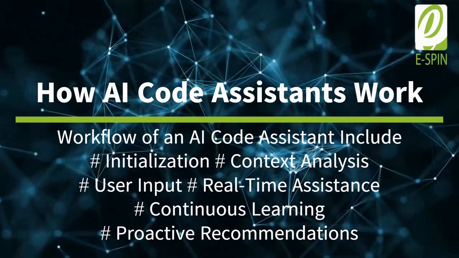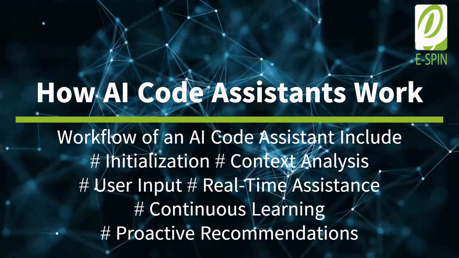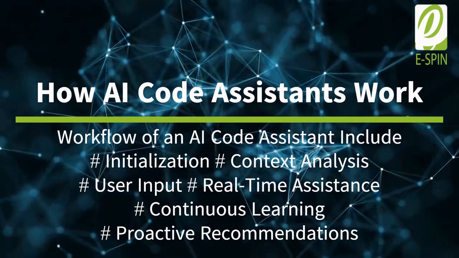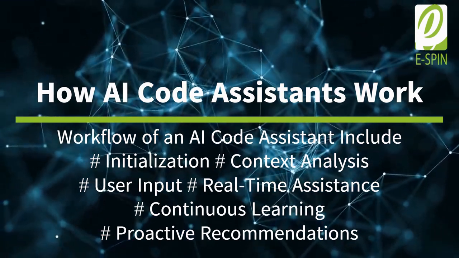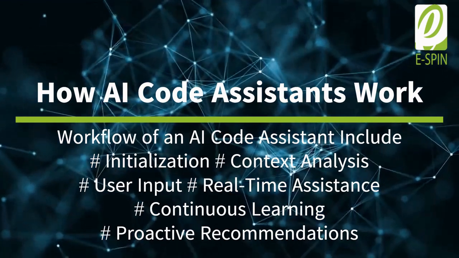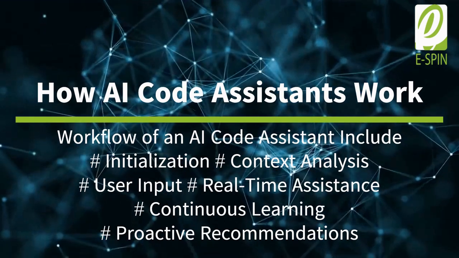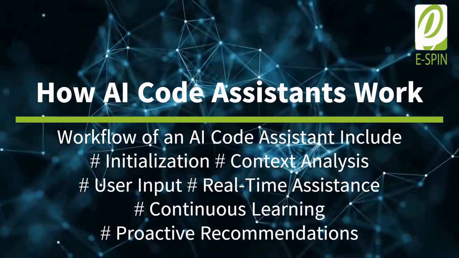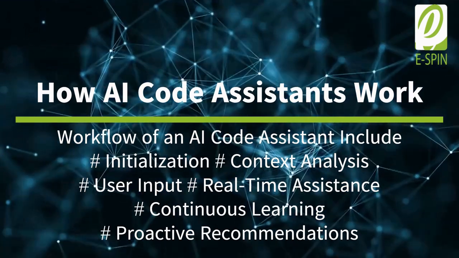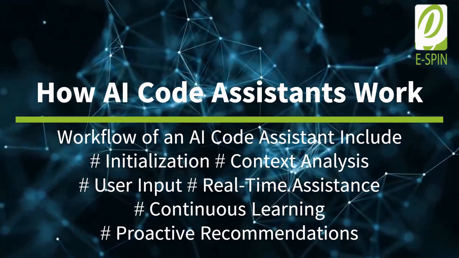The workflow of an AI code assistant includes initialization, context analysis, user input, real-time assistance, continuous learning, and proactive recommendations. Here's a step-by-step detailed explanation of how an AI code assistant typically operates. Step 1 is initialization. The assistant loads the current project, including all files, dependencies, and configurations. It then initializes its models and prepares to provide real-time assistance.